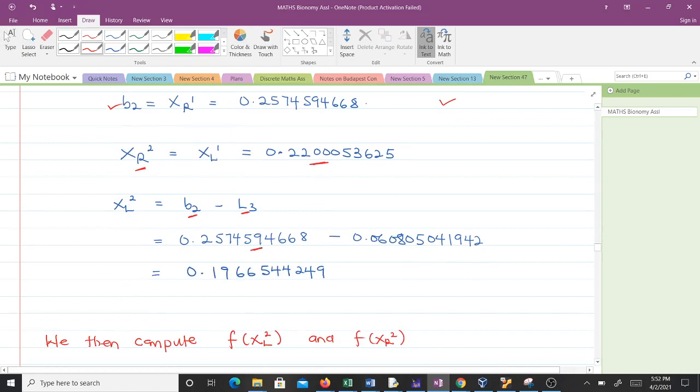Then we have to compute xl at the second iteration, and that is given by b2 minus L3. So this is b2, 0.2574594668, and this is L3. Computing this is going to give us 0.19665444249.